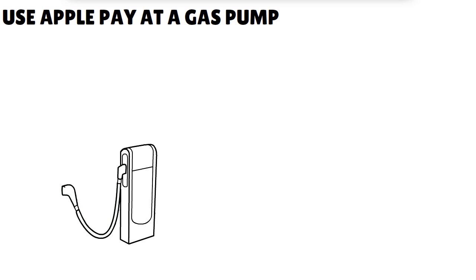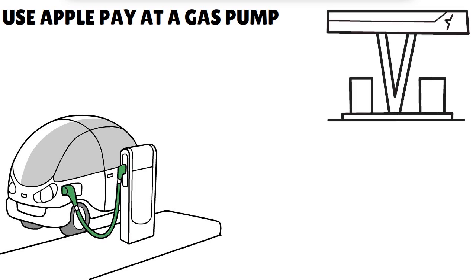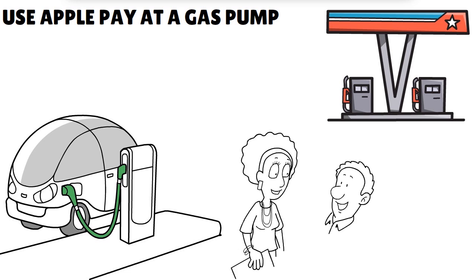This is an important element, whether you are on the highway or on a regular road, and you're just trying to use your Apple Pay at a gas pump. Pretty straightforward too. What you want to do is look for an Apple Pay or contactless pay symbol on the gas pump. Some gas pumps are equipped with it, some don't. So don't be afraid to ask the gas pump operator if they have it.